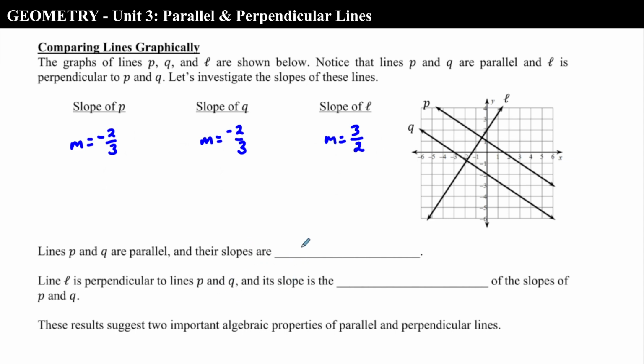So lines P and Q are parallel, and the slopes are the same. Line L is perpendicular to the other two lines, and its slope is the negative reciprocal. In other words, we have taken the slope of a line and we have flipped it from 2/3 to 3/2, and we've changed the sign, so it goes from being negative to positive. So these results suggest two important algebraic properties of parallel and perpendicular lines.